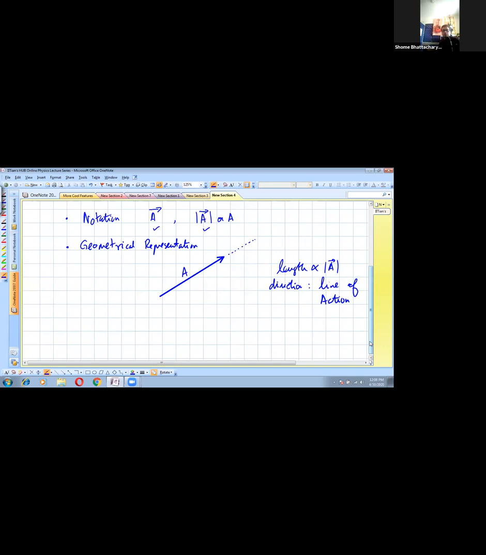Then based on that, we saw how we can do certain types of vector operations. Still some more people coming in. Just hang on a second.